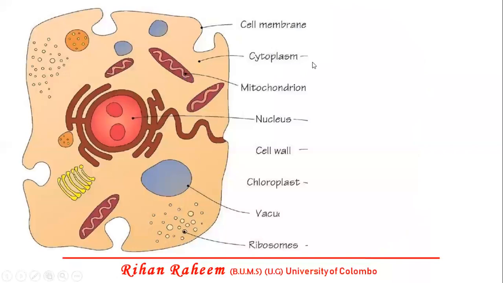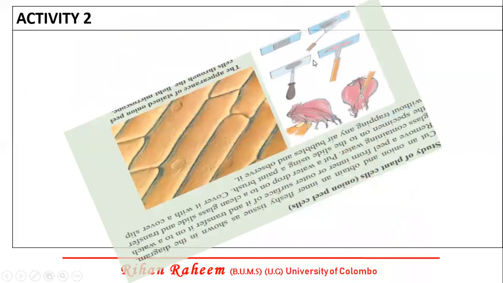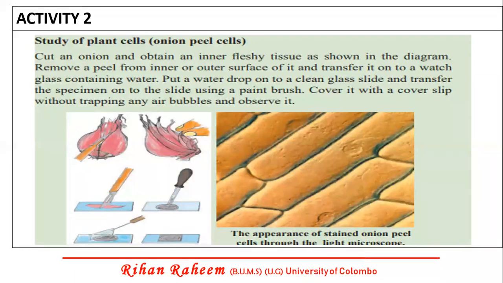So we have the cell membrane and cytoplasm, we'll learn that later. The same thing: now we saw the animal cells. By rubbing the spoon on the cheek, we got animal cells. Now we are going to do the onion cells. So we are going to look at the plant cell.